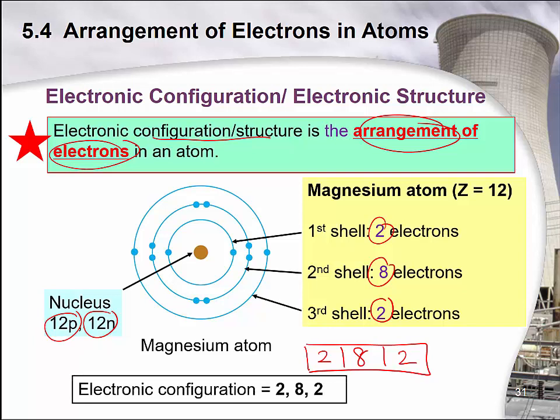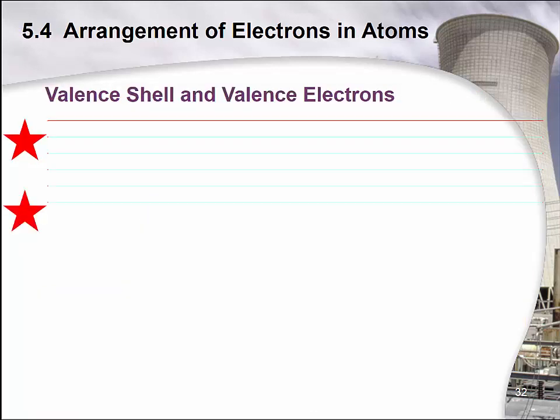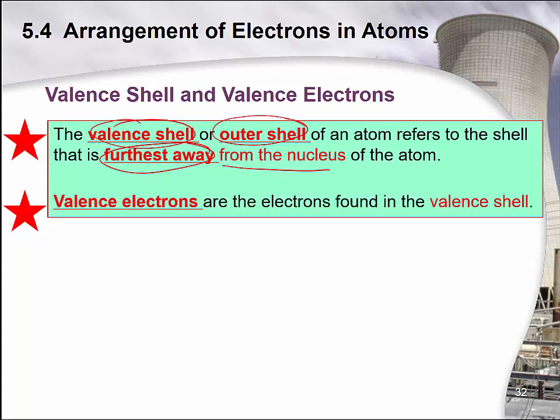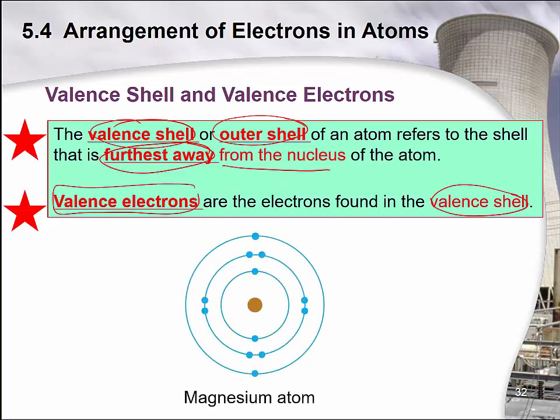So the configuration can be written as 2, 8, 2. Now, the valence shell, or the outer shell, refers to the shell that is furthest away from the nucleus. And the valence electrons are the electrons found in the valence shell. For example, in this case, the valence shell is the furthest from the nucleus.